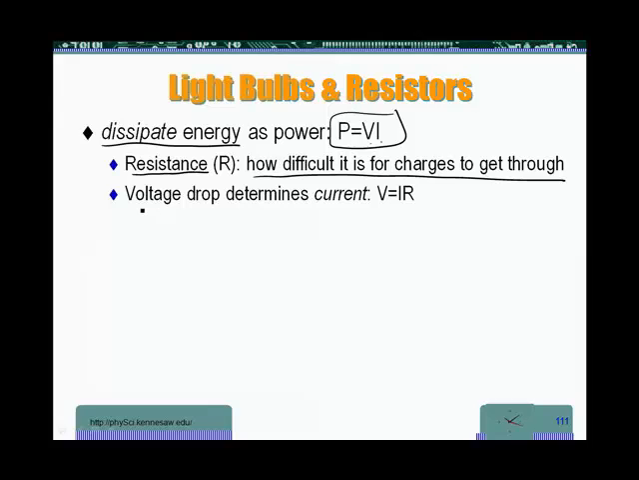Now, the voltage drop across any device is related to the resistance of the device through this equation: V is equal to IR. So the voltage drop across any device, whatever device, is related to the resistance of that device through this expression, V is equal to IR. We'll get back to that later.